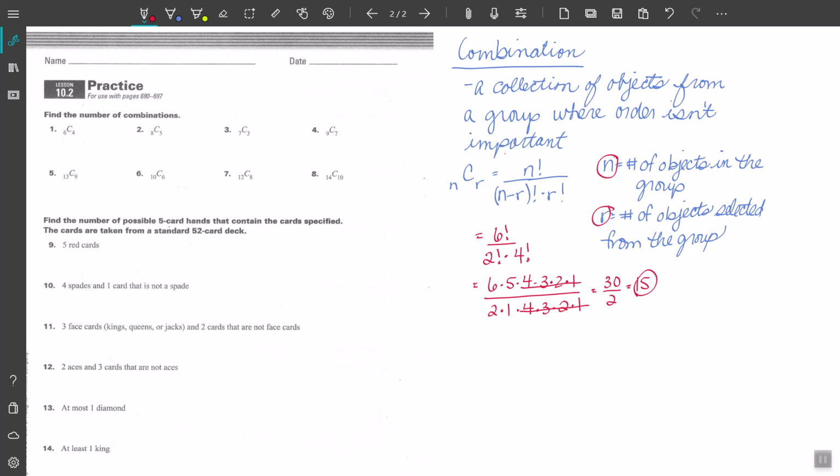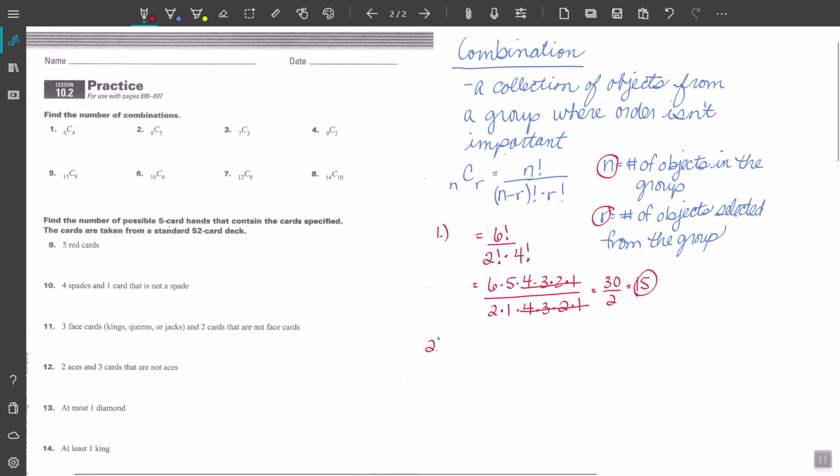What this is saying in this problem is that if you have 6 objects and you're going to select 4 of them at a time, and the order can be random, it doesn't matter which order each of the objects is selected in, you will have a total of 15 combinations of items that can come out in groups of 4. Try the same thing with number 2.